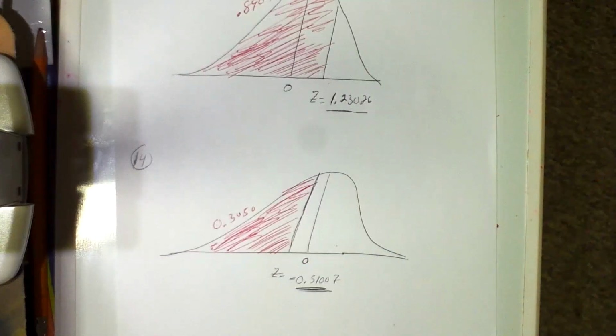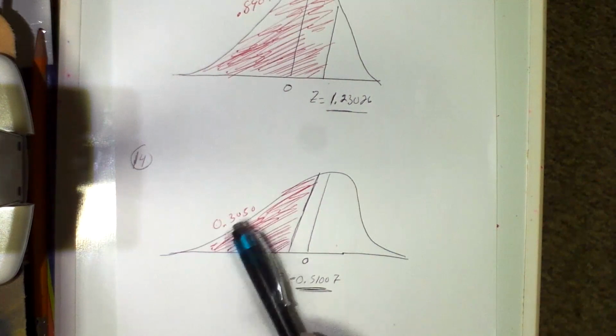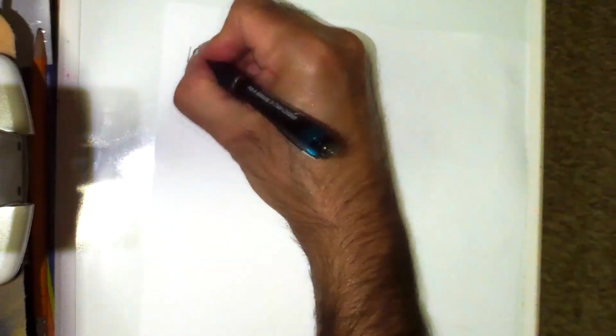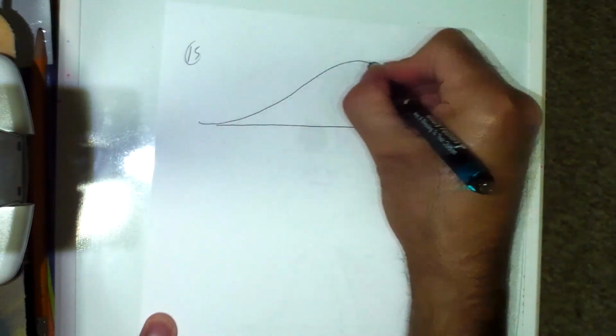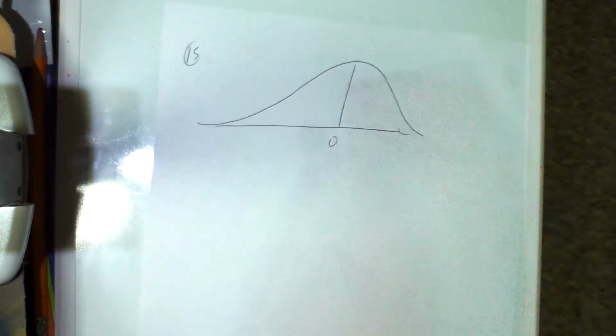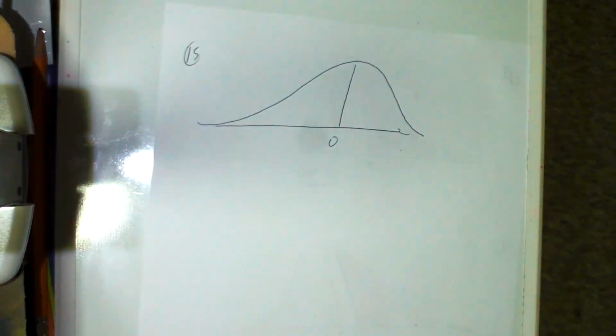Okay. As long as the left side is shaded, we're good. All right, now comes a problem. Let's do number 15. Notice on 15 we have a problem. Houston, we have a problem. Let's look at 15.